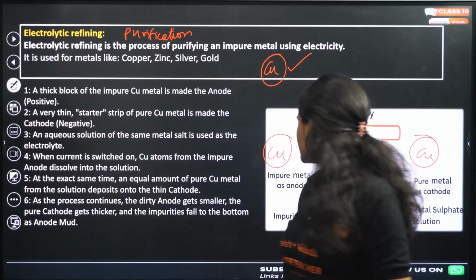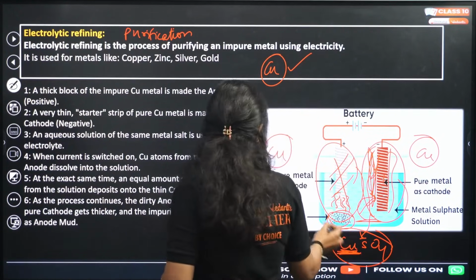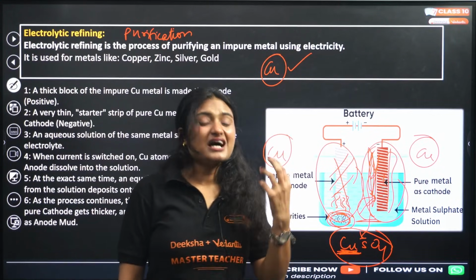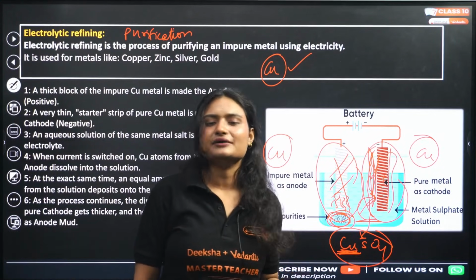Now one more thing is there, this thing. This is called anode mud because all the impurities are getting deposited right under the anode. That's why it is called the anode mud.